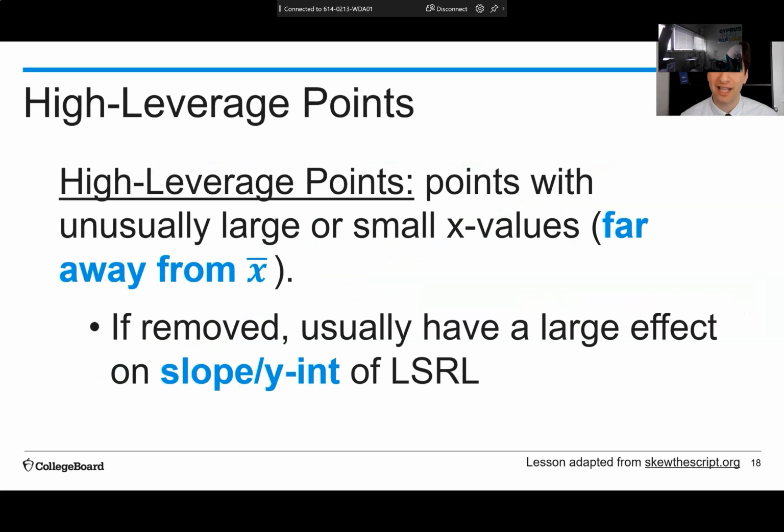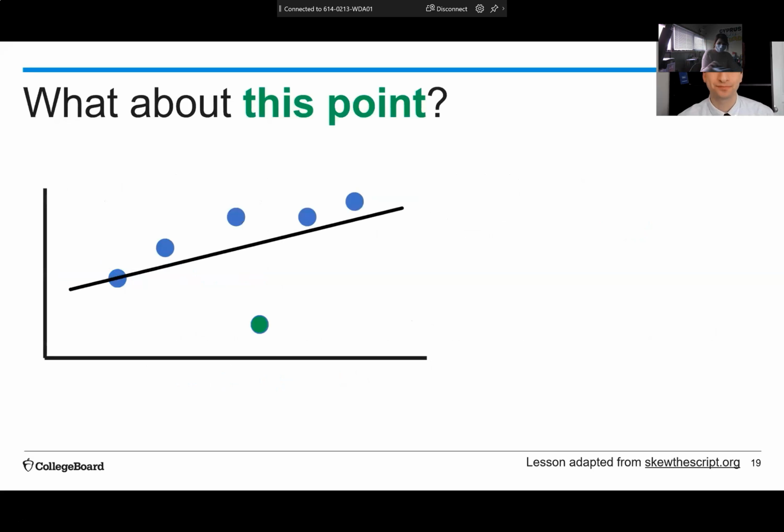So that's how we define high leverage points. Those are points with unusually large or unusually small x values, i.e. far away from x bar, the mean of our x values in our data set. And if we remove them, they usually will have a larger effect on the slope, the y-intercept, or both of our least square regression line.